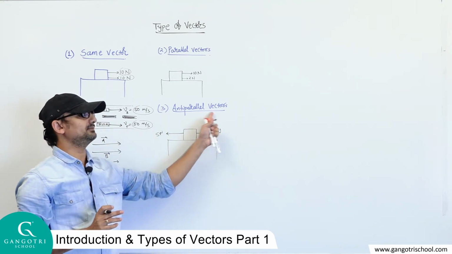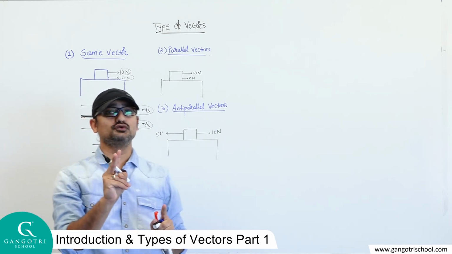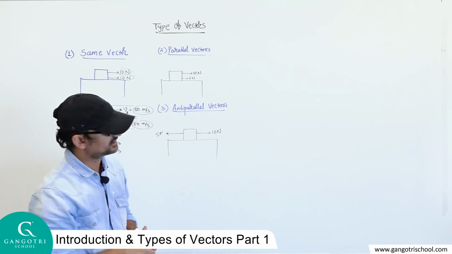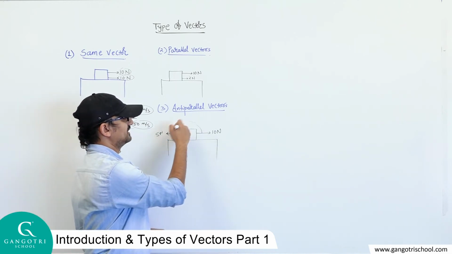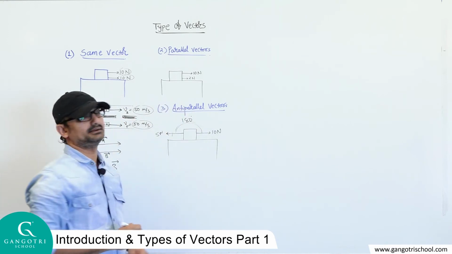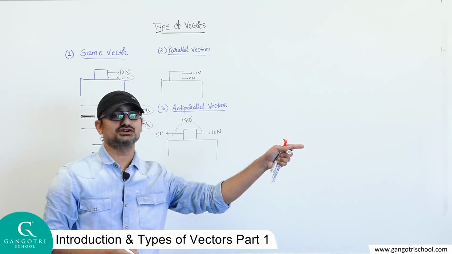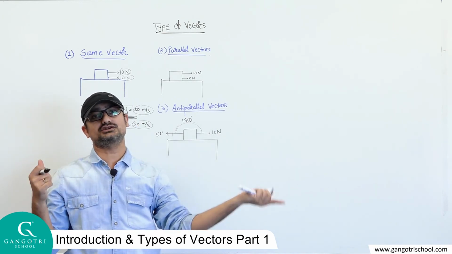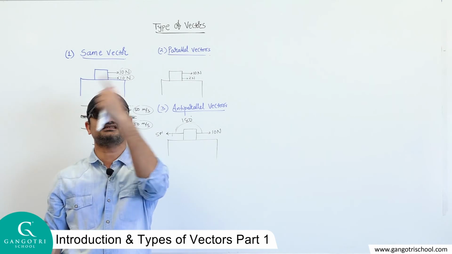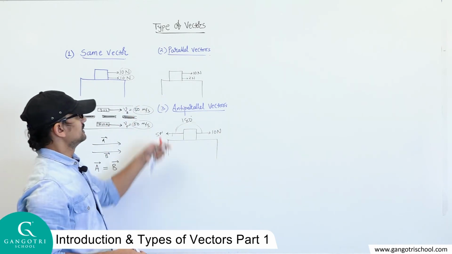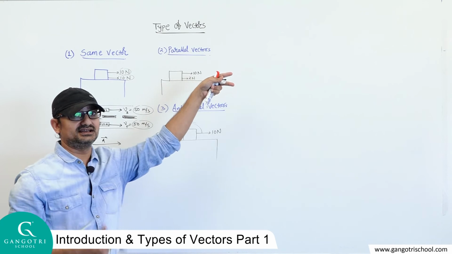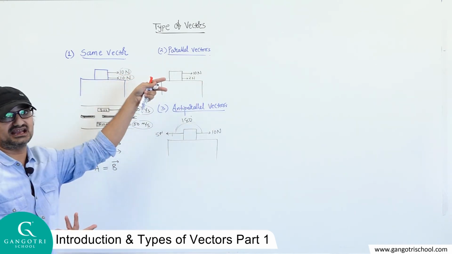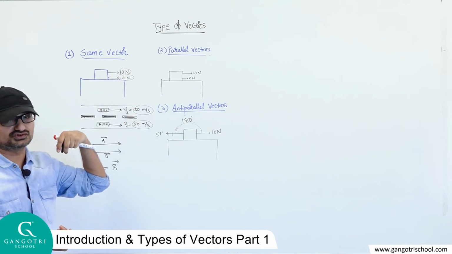So the definition of anti-parallel vectors means if two vectors are opposite in direction, then they are known as anti-parallel vectors. And one more thing, the angle between anti-parallel vectors is 180 degrees. Because suppose one force acts towards the x direction, another force towards the negative x direction. So the angle between the x direction and the negative x direction is 180 degrees. Two parallel vectors are the same in direction, so the angle between them is 0 degrees. Same vectors are the same in direction, that's why the angle between them is also 0 degrees.